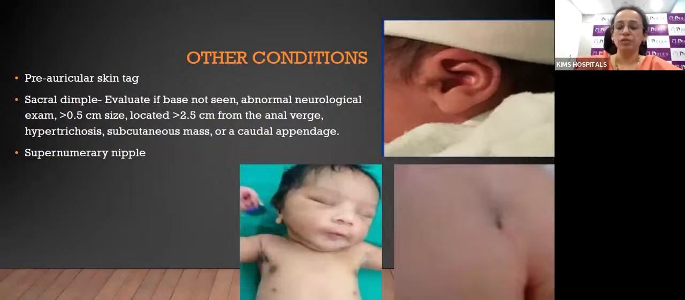So in such conditions, we should do the ultrasound of the sacrum followed by MRI of the spine if there is any doubt in the ultrasound of the sacrum regarding the spina bifida. Sometimes we see supernumerary nipples along the nipple line, which can extend from the axilla to the pubic region. Along that line, we can see supernumerary nipples. These are harmless conditions, so we can just reassure the parents.